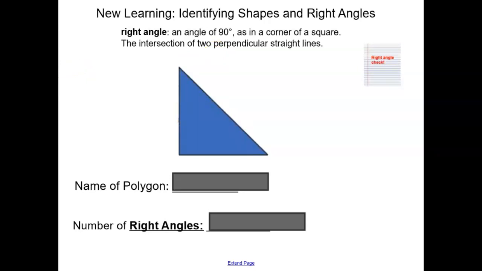Okay, let's do one more together. What is the name of this polygon? You're right, it's a triangle because it has 3 sides and 3 angles. Boys and girls, how many right angles does this triangle have?